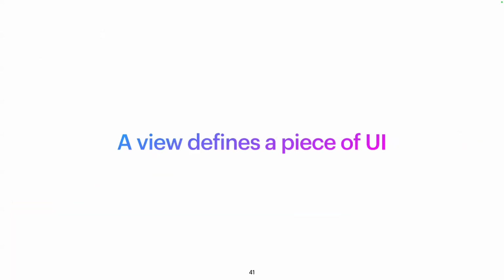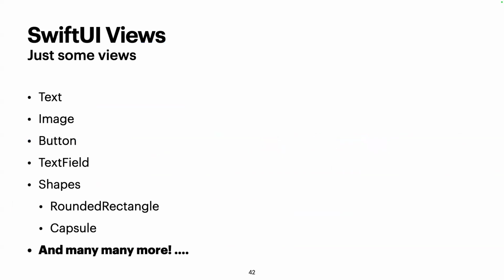So the main core thing about SwiftUI that I want you to understand is that a view defines a piece of UI. So what is a view? A view is basically some UI, right? SwiftUI, Apple gives us some really fundamental views: text, image, button, text field. Text field is how people can enter into a text box. There are different shapes I could use, round rectangle, capsule, and many, many more.